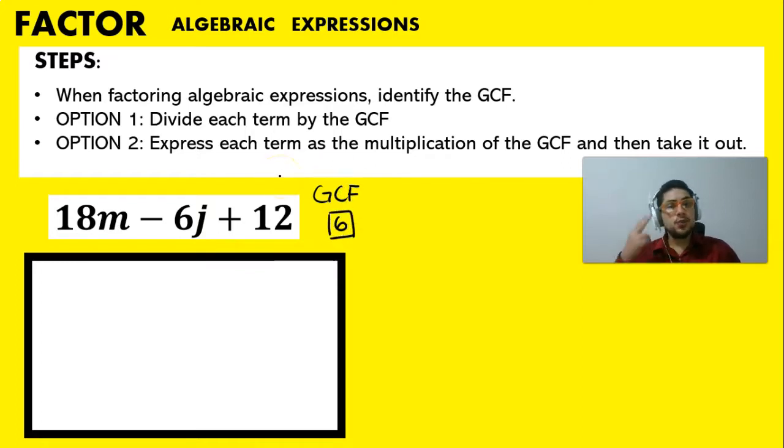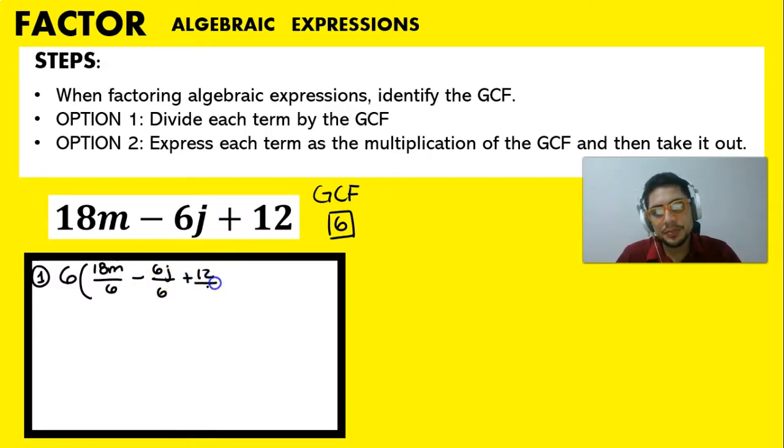Okay, now there's two ways in which we can express the greatest common denominator. Option 1 is that we're going to divide each term by the greatest common denominator. So we're going to put 6, which is the greatest common denominator, and then divide each term by it. So we have 6, and 18m divided by 6 is going to be 3m, minus 6j divided by 6, which is 1, so it's going to be minus 1j, and plus 12 divided by 6 is going to be plus 2.